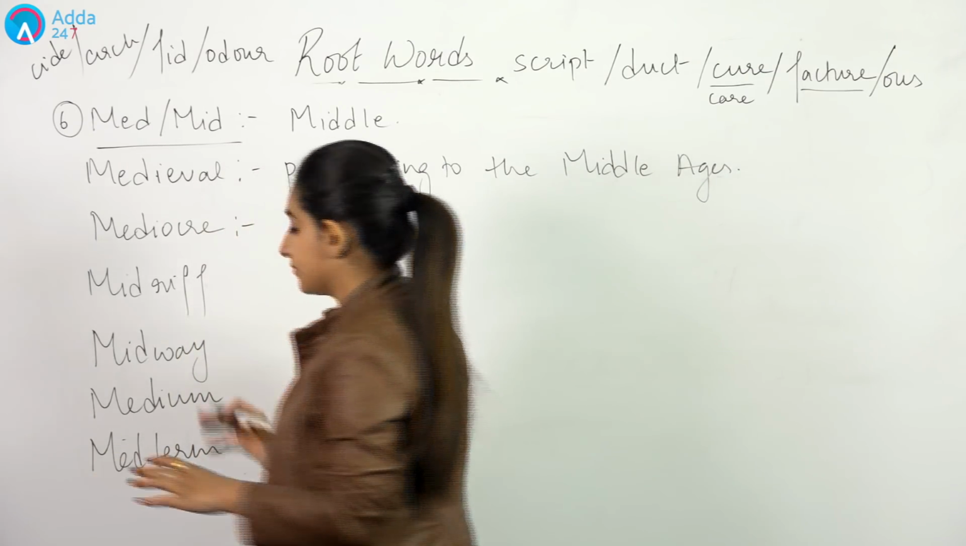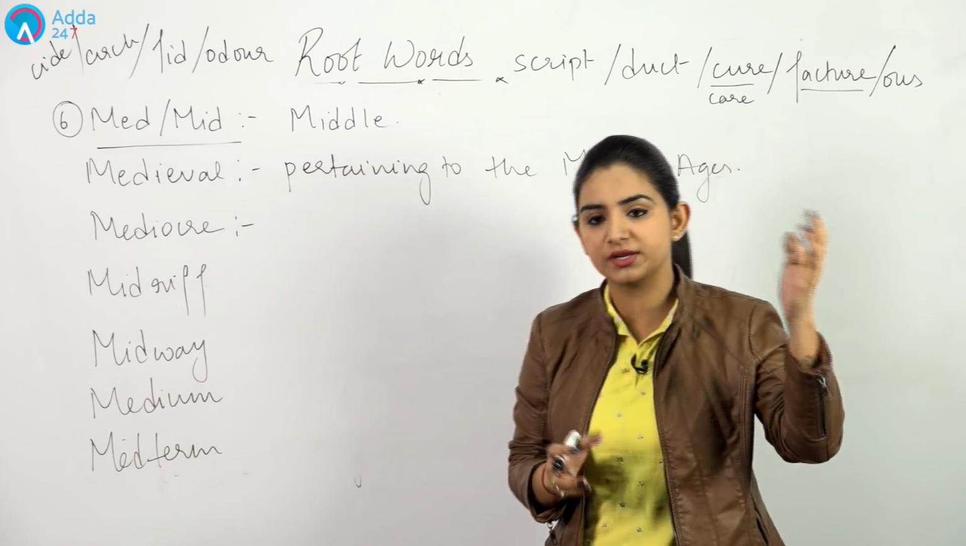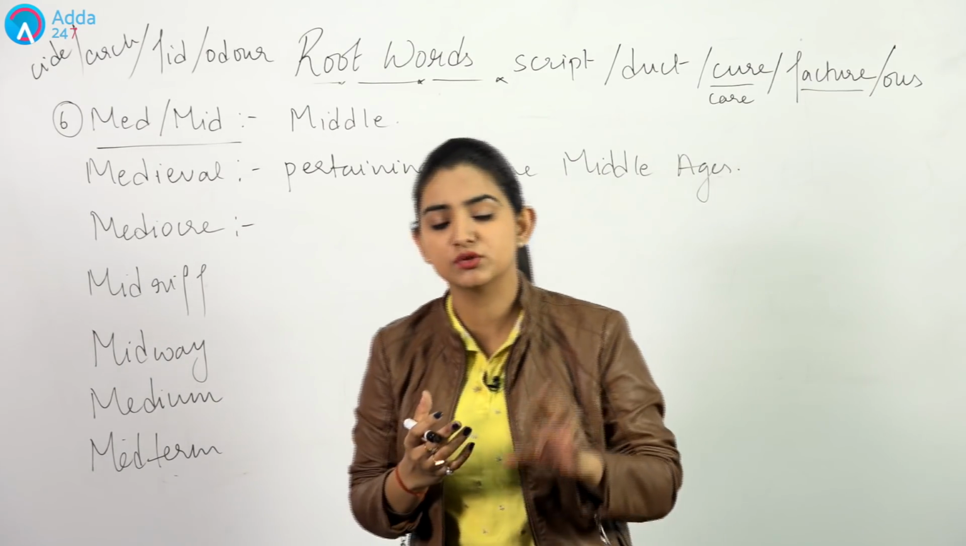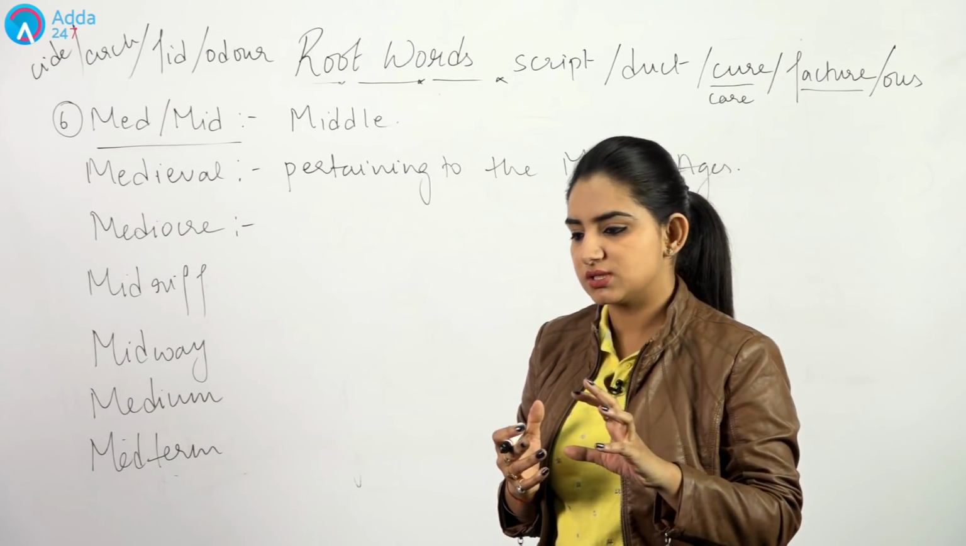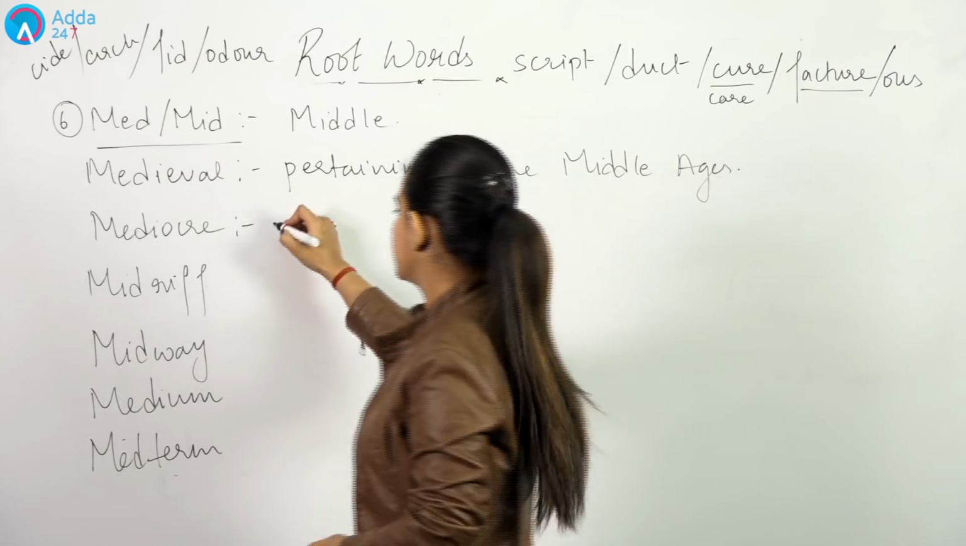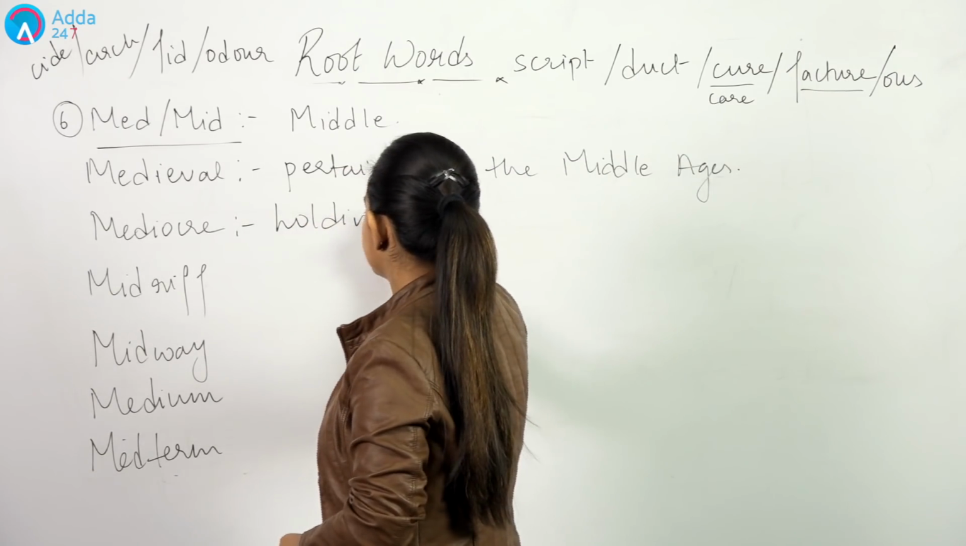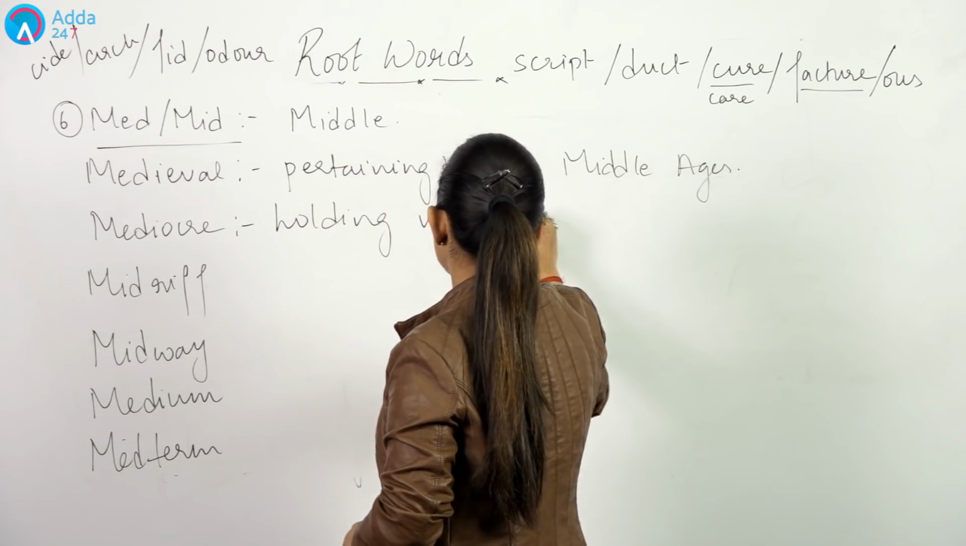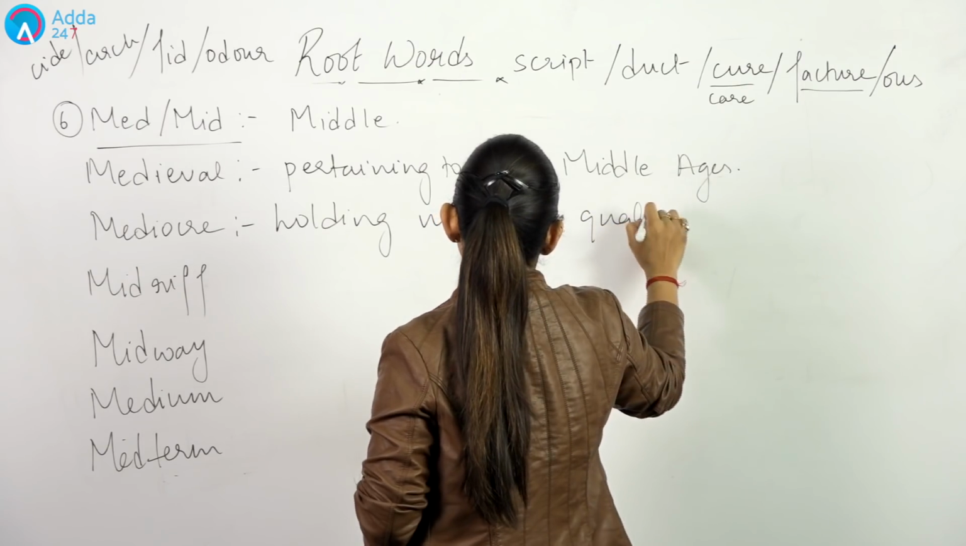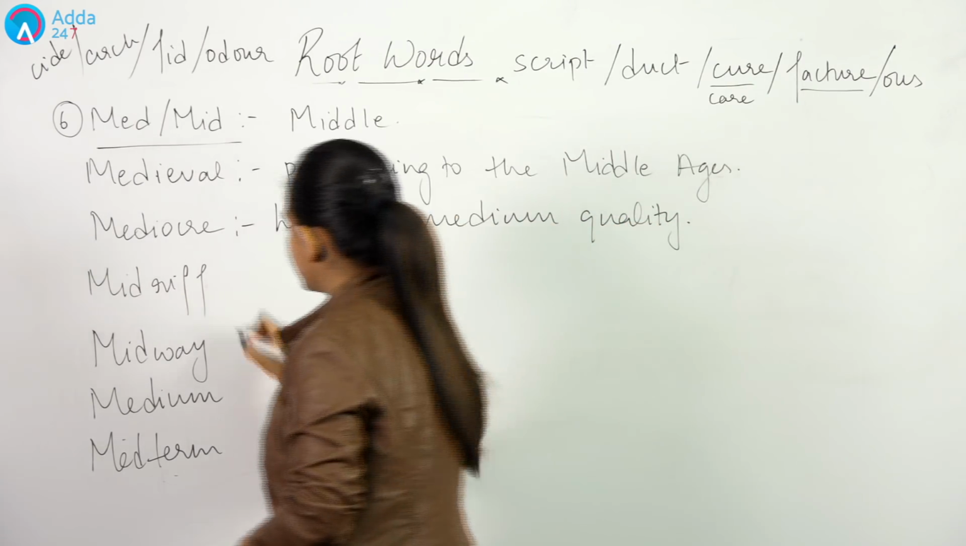Next is mediocre. Mediocre means something which is not very good in quality, something which is not very bad in quality. So mediocre is something which is of medium quality, okay? Then we have the word midriff.